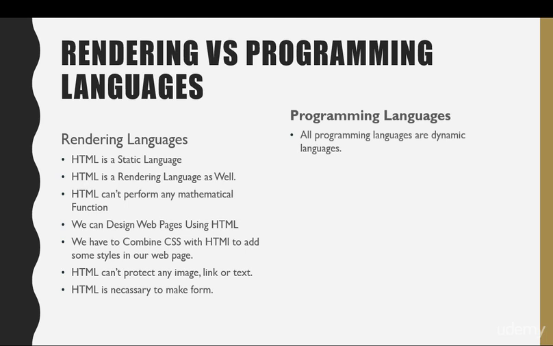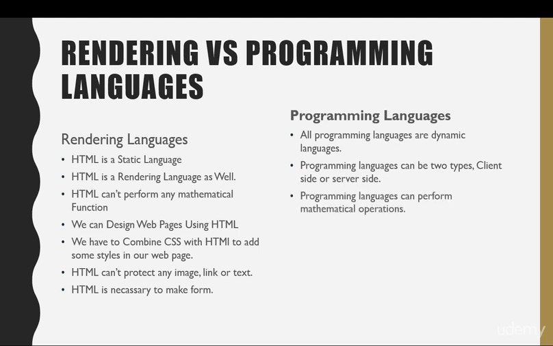All programming languages are dynamic languages. However, if you talk about JavaScript, it is not like HTML. Programming languages can be of two types: client side or server side. A client side language interacts with the client's computer, and a server side language like PHP or ASP interacts with the server. A programming language can perform mathematical operations, unlike HTML or the rendering language. For example, if you put 1 plus 1 or 2 plus 2, a programming language gives us the result, 4.